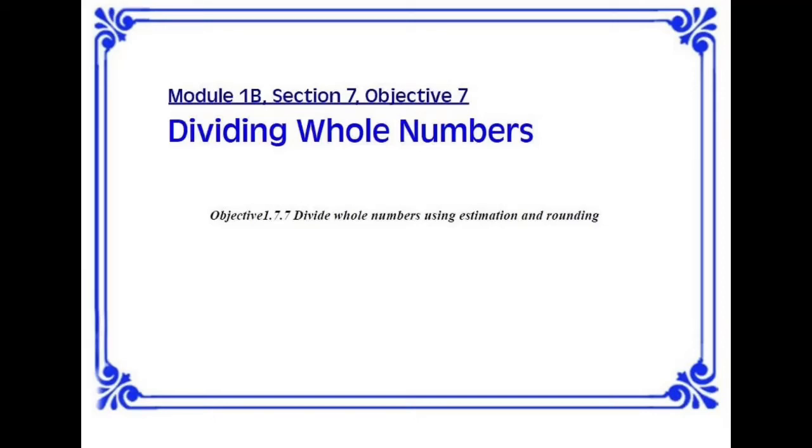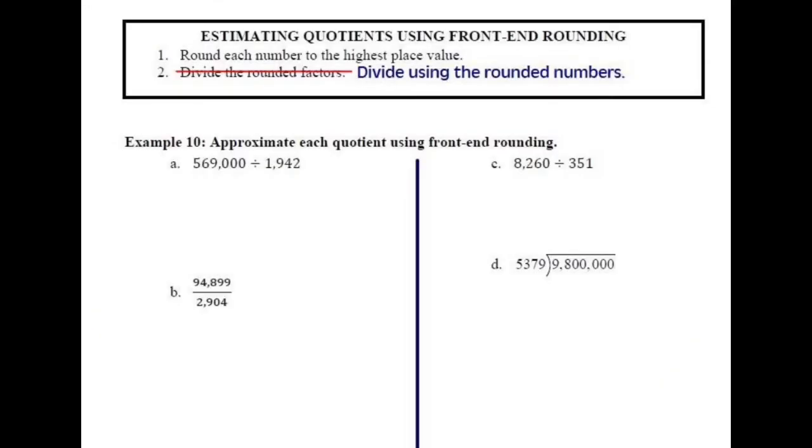Module 1, Section 7, Objective 7. Divide whole numbers using estimation and rounding. Okay, they have a little bit bad choice of words in my opinion, but here we go. We're going to estimate quotients using front-end rounding.